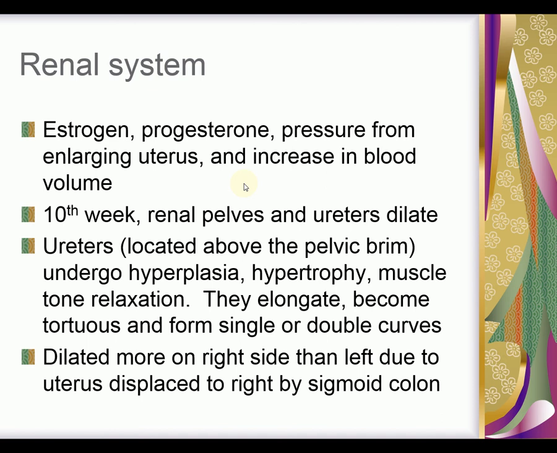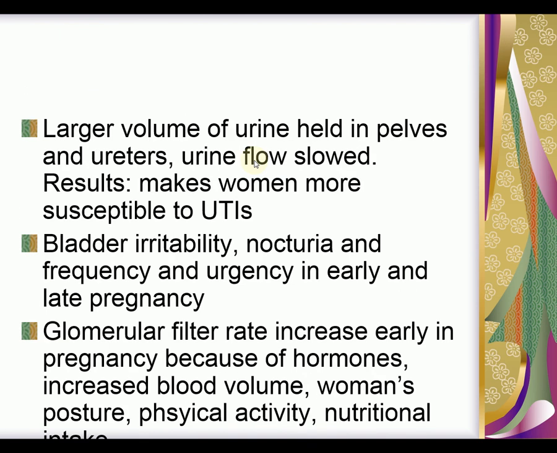So our ureters undergo hyperplasia. They elongate, they become tortuous, and they form single or double curves. Dilated more on the right side than the left because the uterus is displaced by the sigmoid colon. Our pelvis are holding more urine. Our ureters are also holding urine. So our urine flow is slowed.